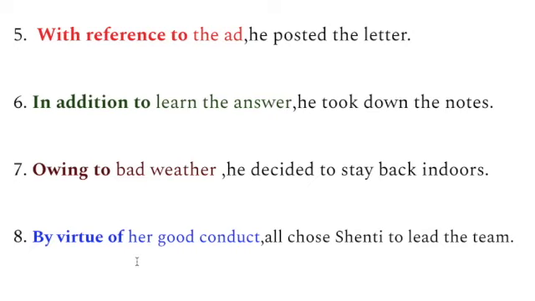Similarly, by virtue of her good conduct, all chose Shanti to lead the team. So "by virtue of" means because of. Shanti definitely must be obedient or hardworking; that's a quality this girl Shanti has. So, by virtue of her good conduct, all chose Shanti to lead the team. So these are the ways you can use a preposition in the form of a prepositional phrase in the beginning of the sentences. You can practice on your own.